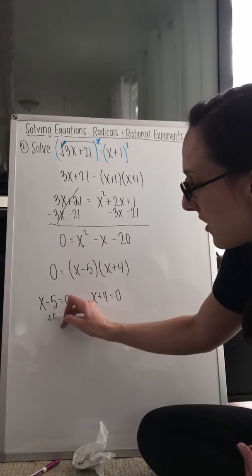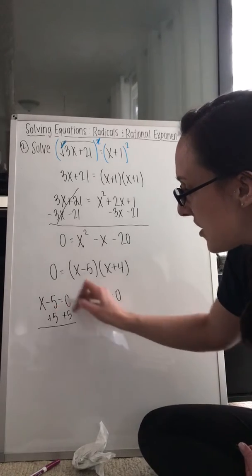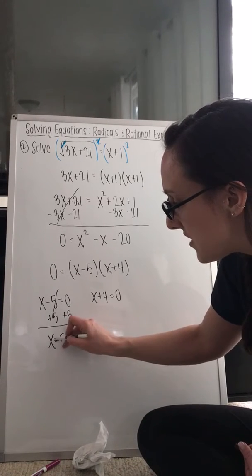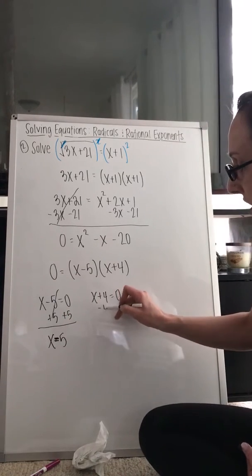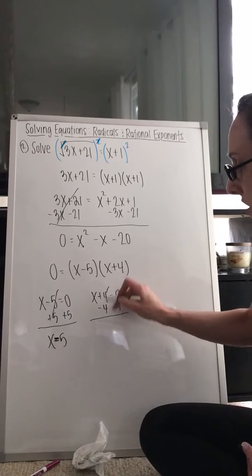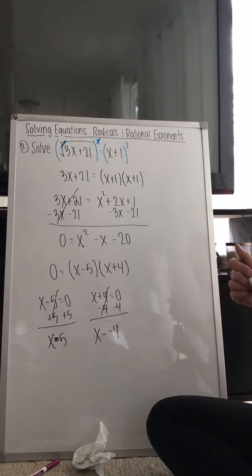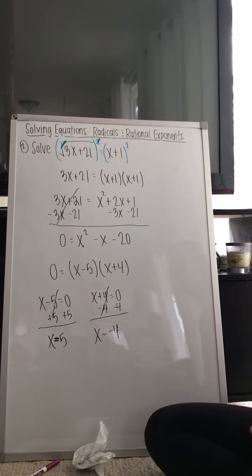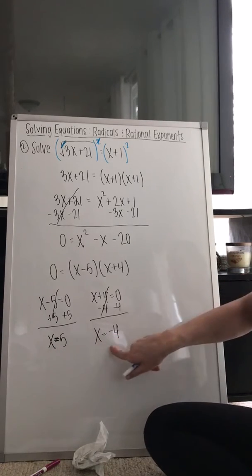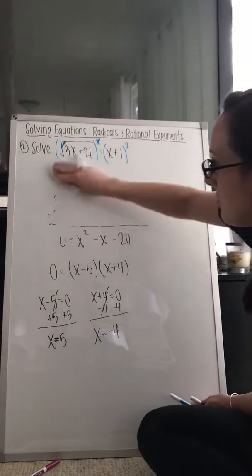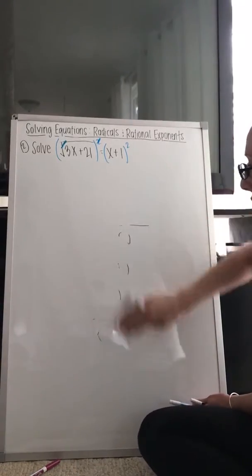When I solve each one of these out, this will leave me with an x value of positive 5. Should be an equal sign there. And when I subtract 4, this will leave me with an x value of negative 4. With this one, it's going to be especially important that we check the positive 5 and the negative 4. So I'm going to erase this. I'll do my check on a clean board because I'm running out of room.